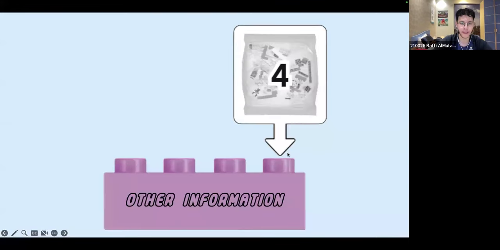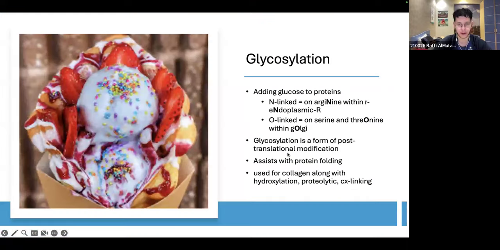Okay, we have some other information. This rest of the stuff is really very simple. We have something called glycosylation. Now, the word glyco should tell you that we're talking about sugar, and by sugar, referring to glucose. So pretty much, glycosylation is a form of post-translational modification. The word translation means how do we make proteins? And then post-translational, so we modify this protein after we made it. And we do this called glycosylation, which adds glucose to proteins.